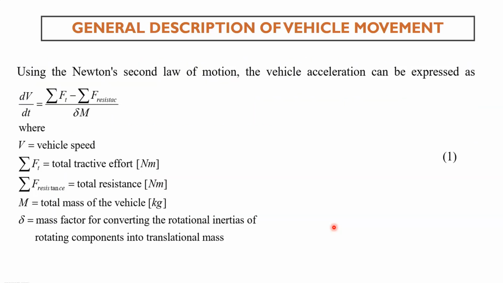So this is the general description of vehicle movement, and it can be represented using Newton's second law. The acceleration dv by dt will be equal to the net tractive force minus resistance, divided by tau into m. Tau is the mass factor, m is the total mass, F of t is the total tractive effort, and F resistance is the total resistance.